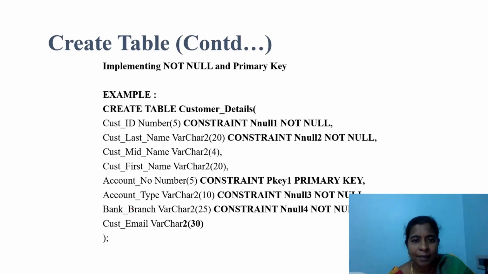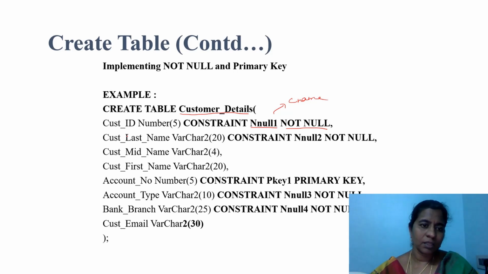And in this example, we have seen how we have created a table called customer details. With customer ID, we have created a not null constraint. Here, this n null one is the constraint name. And then what is the type of constraint we have defined? That is not null.